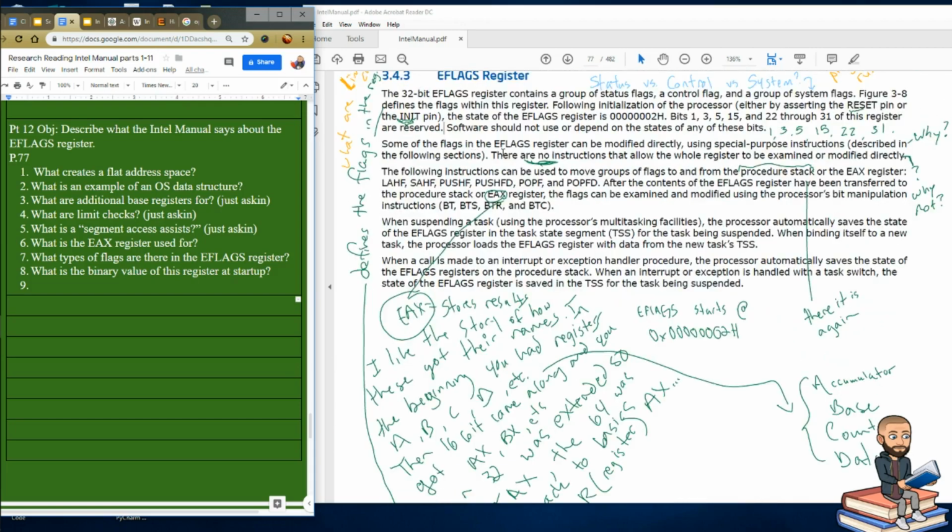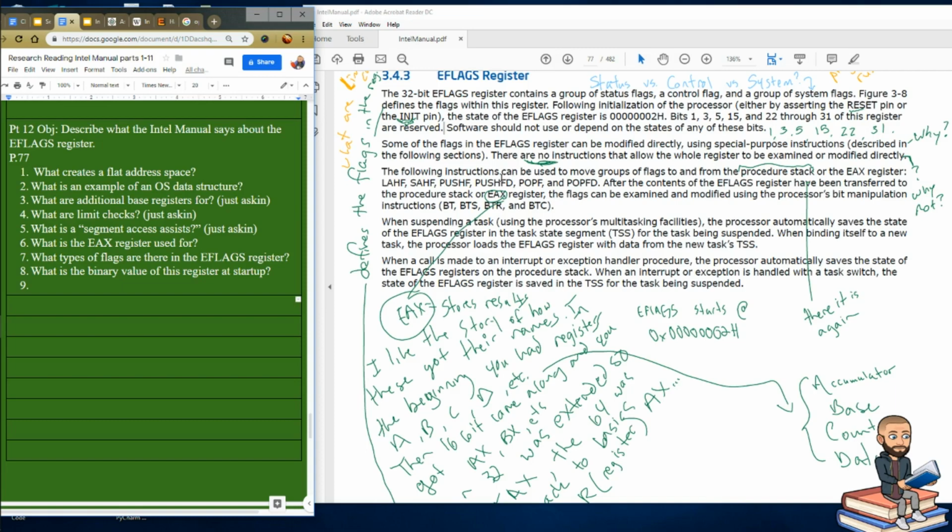So some of the flags in the EFLAGS register can be modified directly using special purpose instructions. I asked the question, why would we want to do that? Now there are no instructions that allow the whole register to be examined or modified directly. So just to be inquisitive, I asked, like, why can't we do that? What would be the problem?